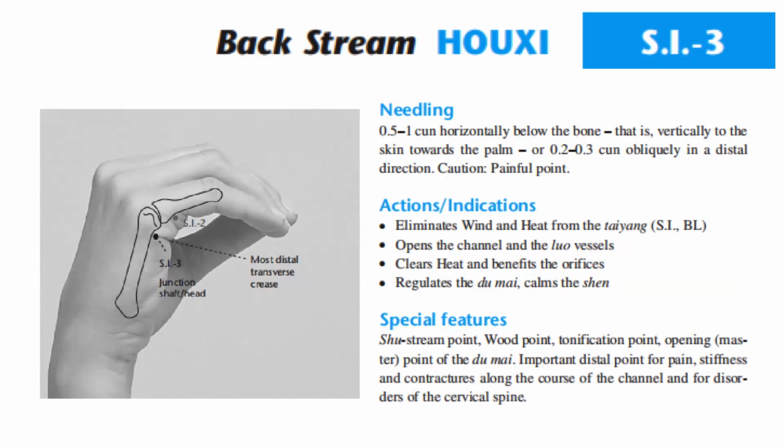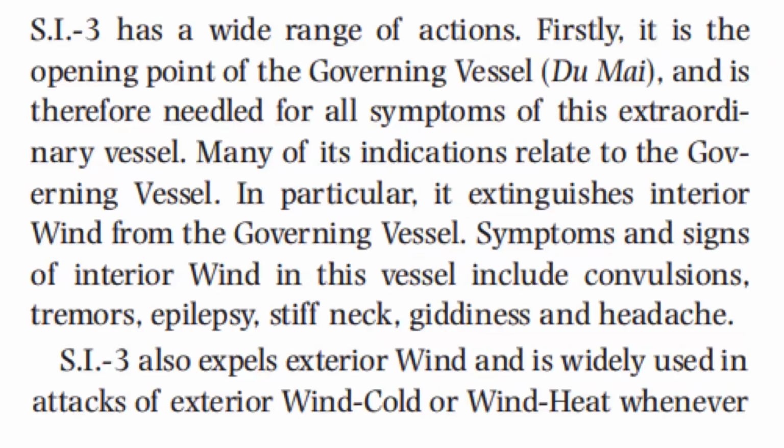Important distal point for pain, stiffness and contractures along the course of the channel, and for disorders of the cervical spine. SI3 has a wide range of actions. Firstly, it is the opening point of the governing vessel and is therefore needed for all symptoms of this extraordinary vessel. Many of its indications relate to the governing vessel. In particular, it extinguishes interior wind from the governing vessel. Symptoms and signs of interior wind in this vessel include convulsions, tremors, epilepsy, stiff neck, giddiness, and headache.